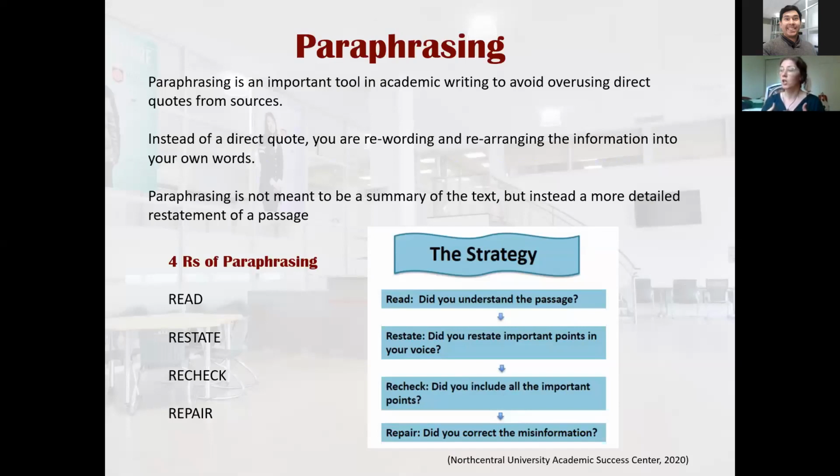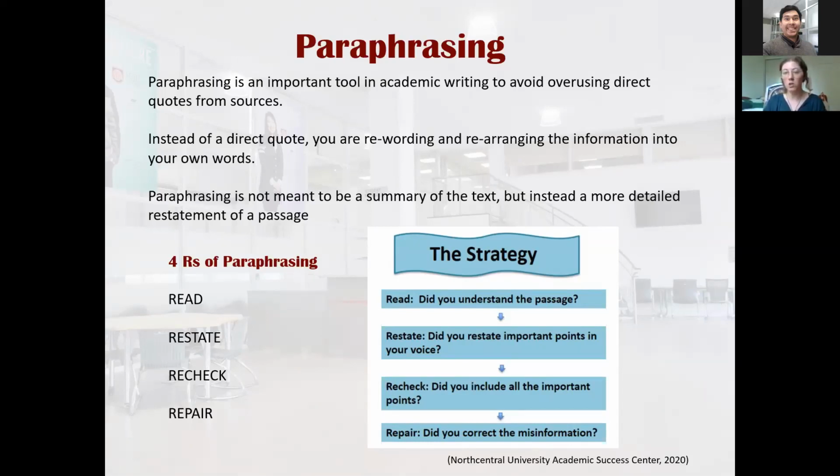So the 4 R's of paraphrasing. Okay, so the best way to paraphrase is you want to read the passage. You want to read it and reread it until you understand it. Okay, and then you want to restate it. So what you're doing is rewriting the passage in your own words, using the important points, and also using your voice, the language that you would use to write something. And then you want to go over and recheck. Make sure that you included the important things. And if something didn't seem that important, you can leave it out.